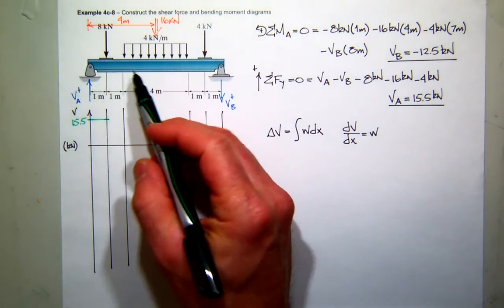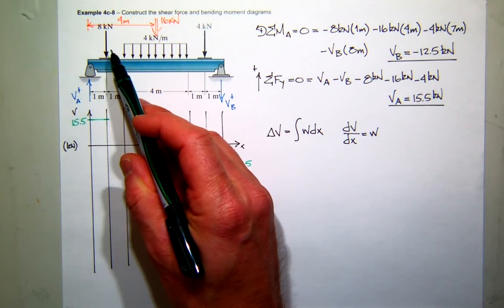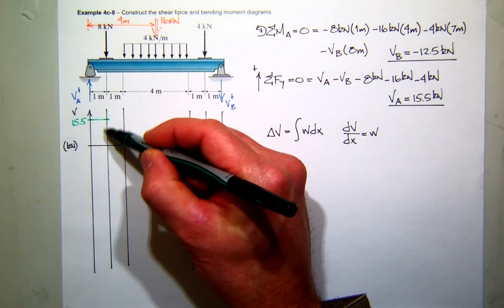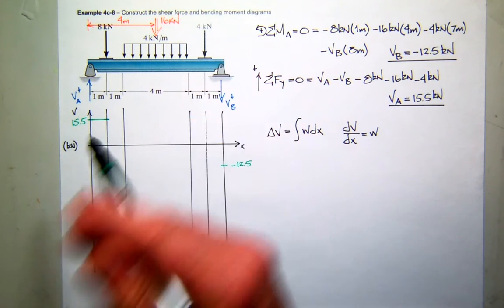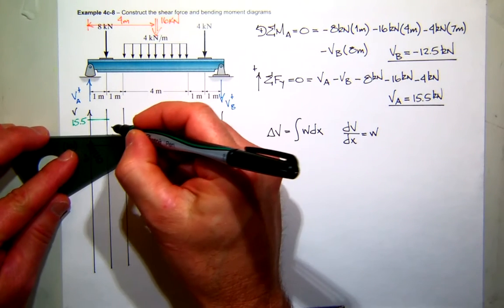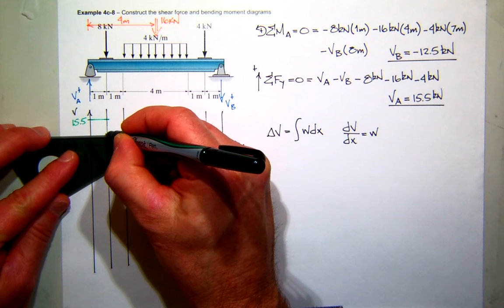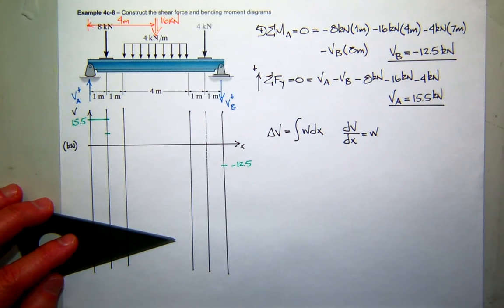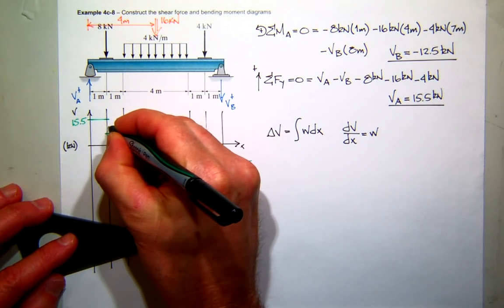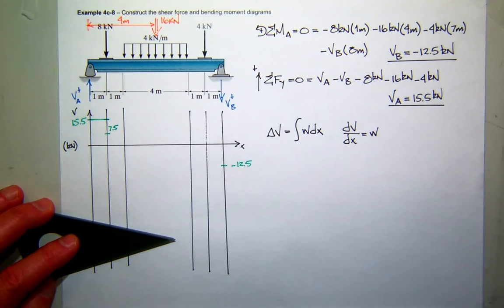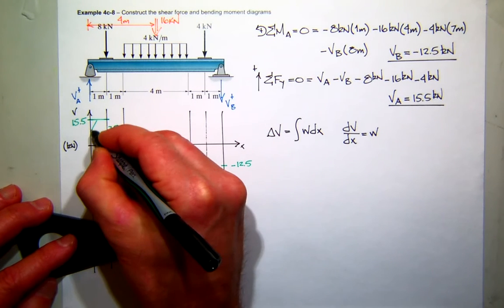Okay? Now, as I go from the left side to the right side and go under this 8 kilonewton force, how much does my shear change? 8 kilonewtons. So it should drop down to 7.5? No. Yeah, 7.5, right? So I've got a constant value here.